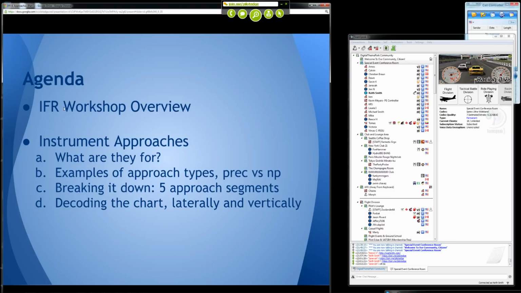So we'll talk real quick about what we've been covering in the IFR workshops in general, and then we'll move through with lightning speed through a recap of what we covered before, and then start drilling down, as I said, into the material that we missed. So we'll talk about what instrument approaches are for, some examples of approach types, precision versus non-precision, the importance of understanding approach segments, and then we'll start decoding some charts.